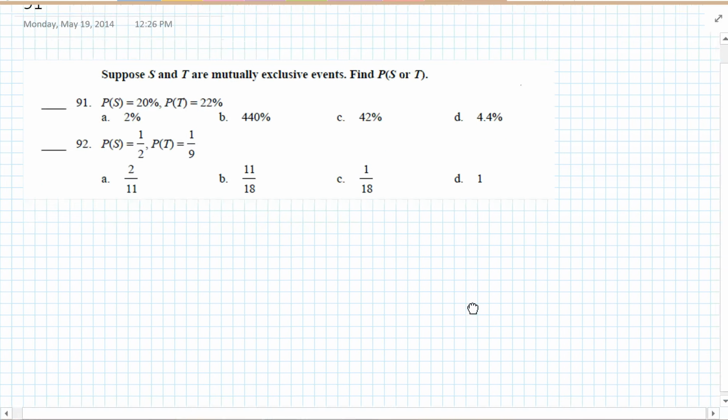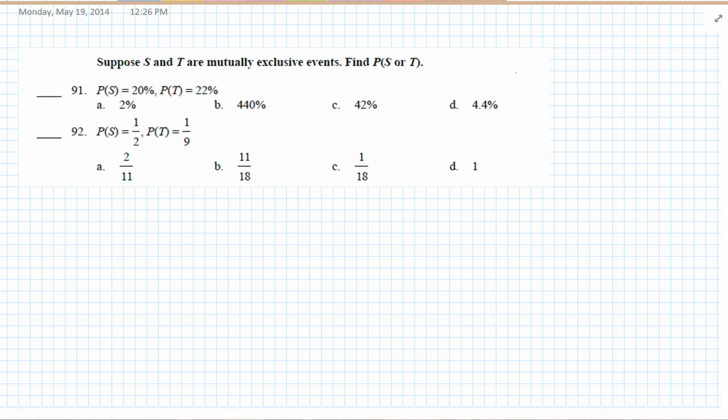Okay, 91, 92. Here we go. Suppose S and T are mutually exclusive events. Find the probability of S or T. S or T, you're just going to add them. So 20 plus 22 is 42. So the first one's easy, 42%. The second one, you add them again.